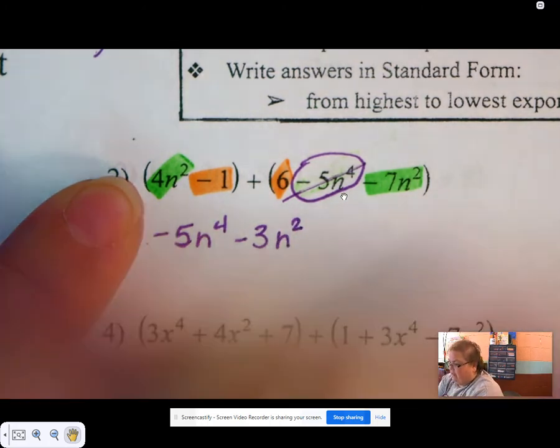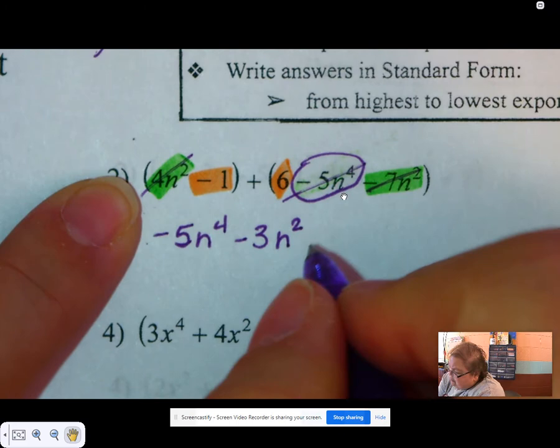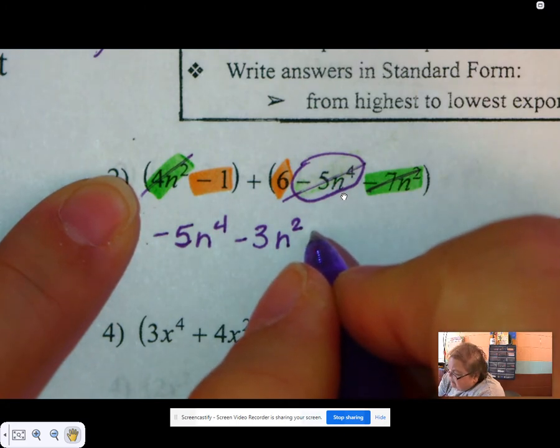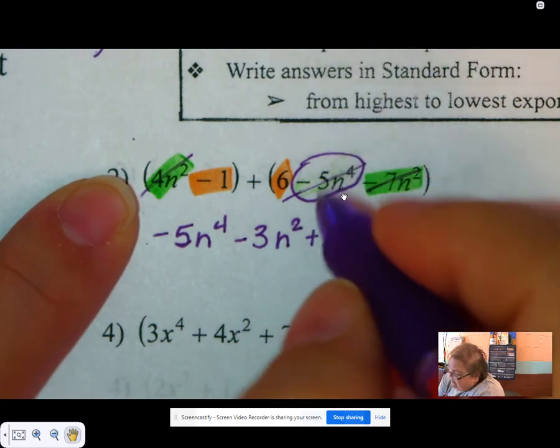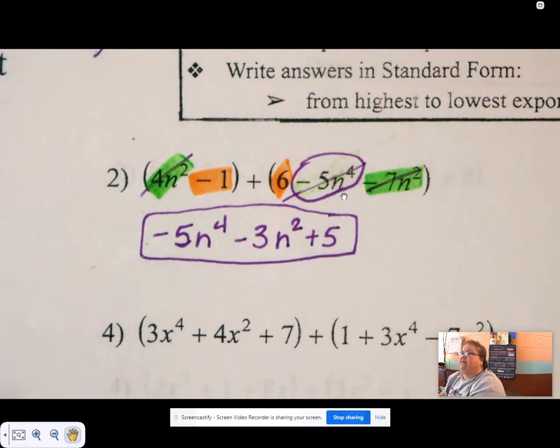And then I'm going to mark those out so I know I'm done with those. And then I've got negative 1 plus 6, which would be plus 5. And I've written my answer in standard form, and I don't have to rewrite it. I want you to do what's going to help you get the correct answer. If you want to write it and then rewrite it, that's fantastic. If you want to start from the highest exponent and go to the lowest, I'm good with that too. Whatever works for you.